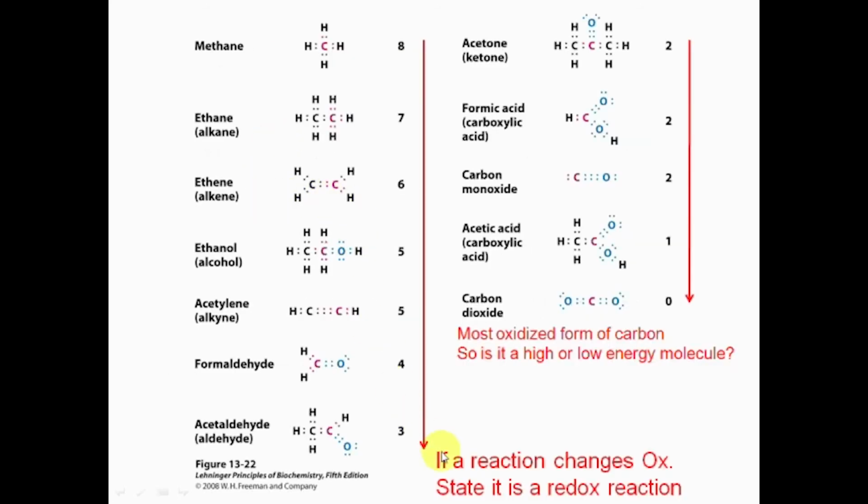This is showing oxidation state of carbon changing. And so this would fall under the category of the fifth type of reaction in biochemistry, redox reactions. So we see here's methane at an 8, and it goes all the way down and down until we get to carbon dioxide, which is the most oxidized form of carbon. If a reaction changes oxidation state, it will be a redox reaction.